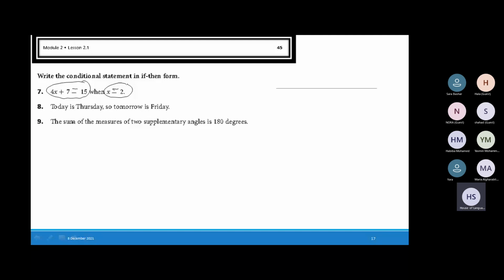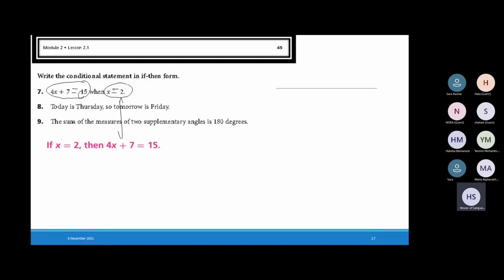No, without solving it. It's already solved. But what comes first? You will say if x is 2, if this happens, that means 4x plus 7 will equal 15. Yes, Linda? If x equals 2, then 4x plus 7 equals 15. If the value of x is 2, then when you evaluate it, 4 times 2 is 8, plus 7 equals 15, as we talked in algebra. So this will be the hypothesis, and this will be the conclusion. So you will say if x is 2, then 4x plus 7 is 15.